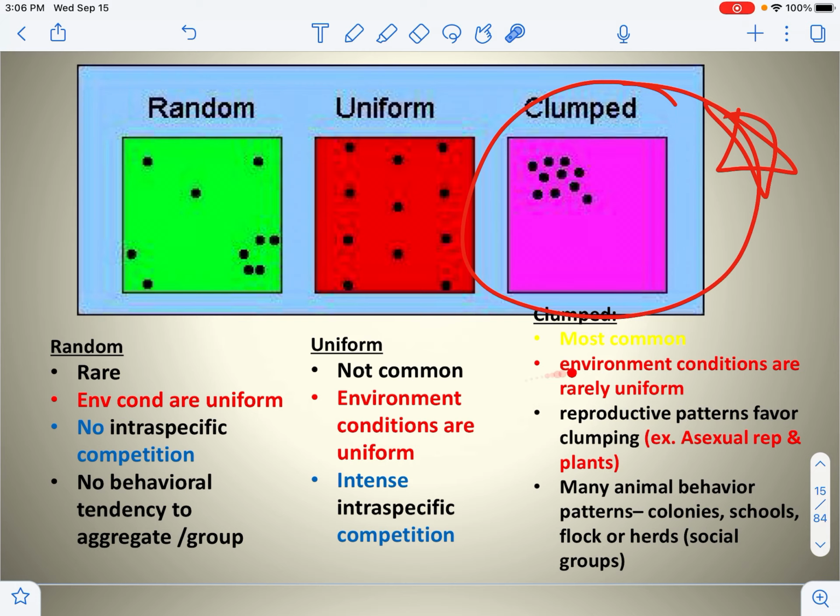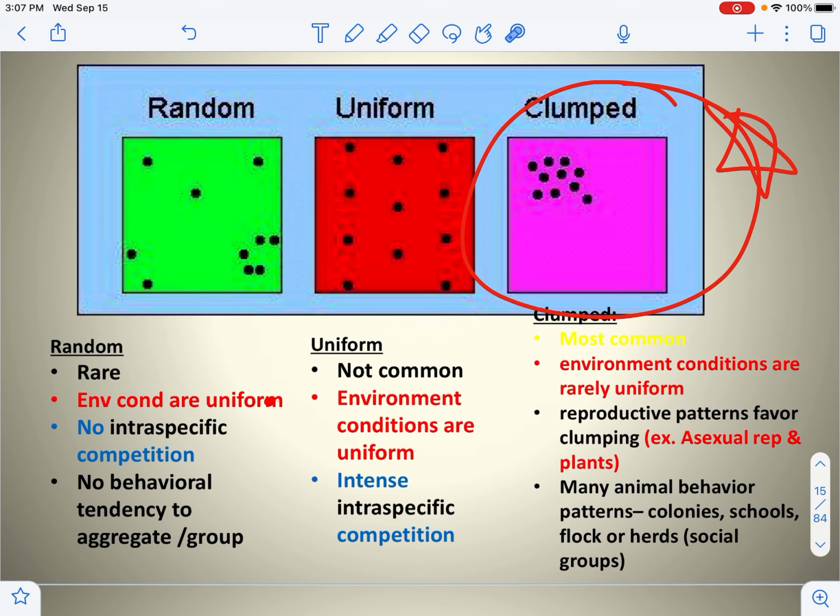So you can see I highlighted in red if you're comparing the environmental conditions. The environmental conditions have to be uniform to have random or uniform spacing, meaning if things are going to just be random in the environment, there has to be equal food, light, if we're talking about plants, food, light, water, whatever.